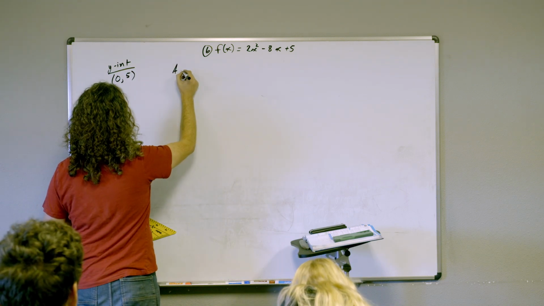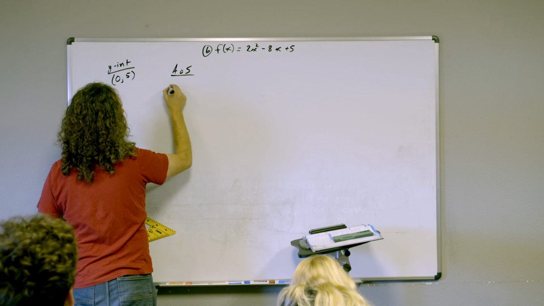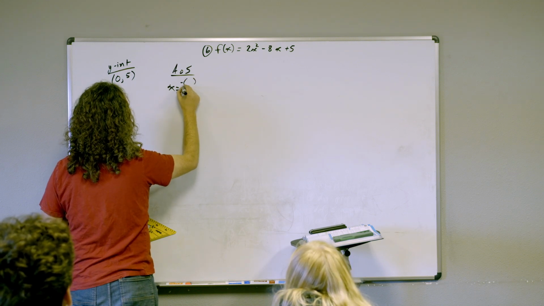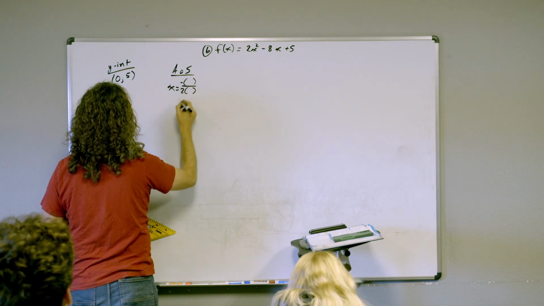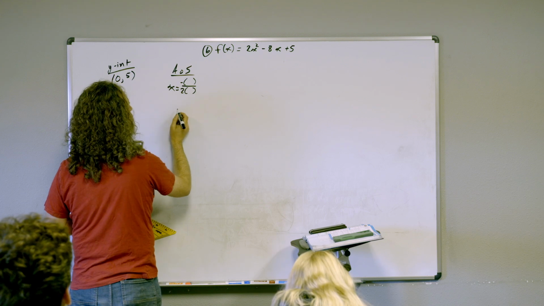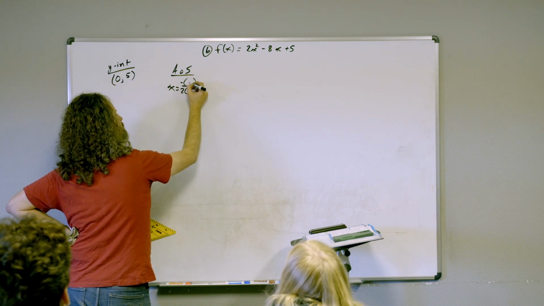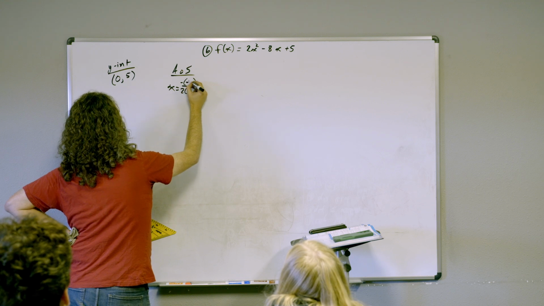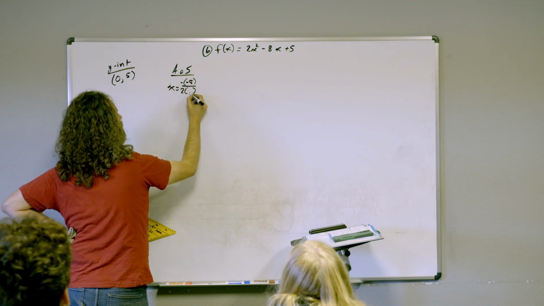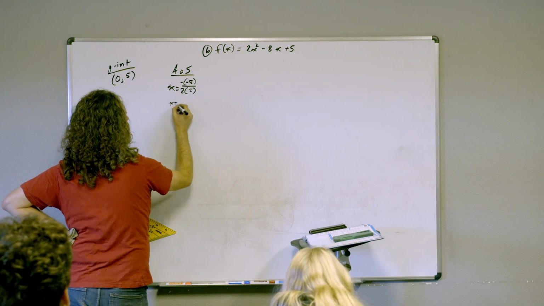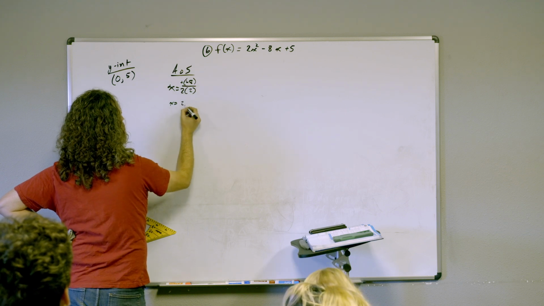Axis of symmetry. I give b a tail, or else it looks like something else. What's going to go right here? 2. No, -8. Oh, yeah. And here, 2. So x equals positive 2.